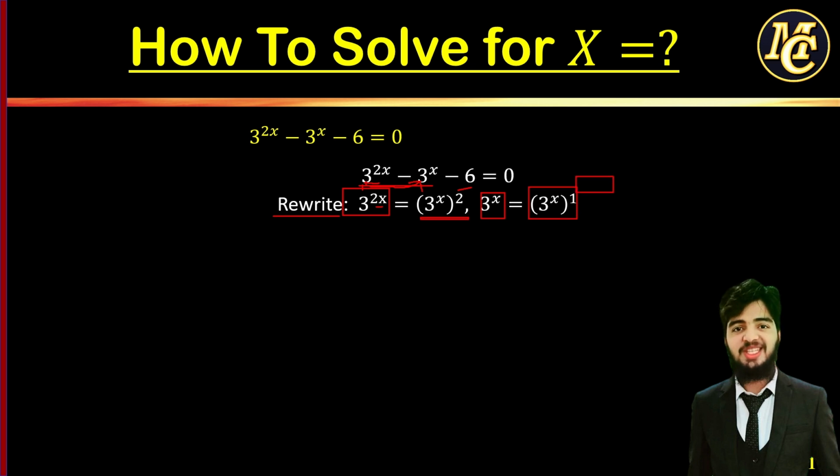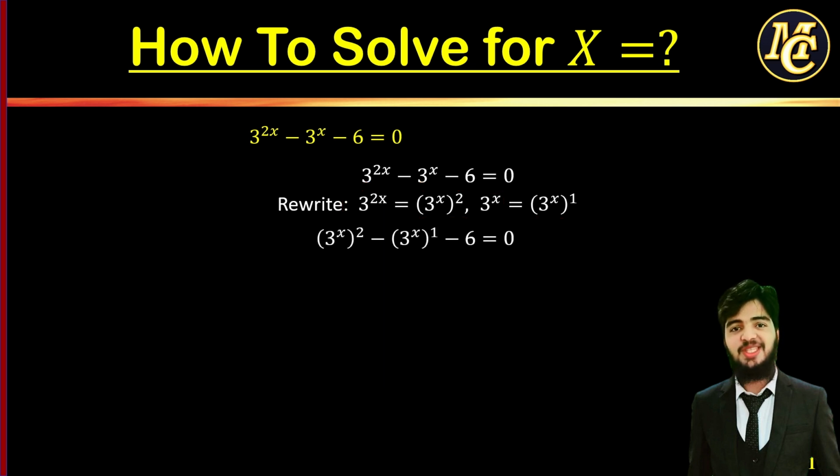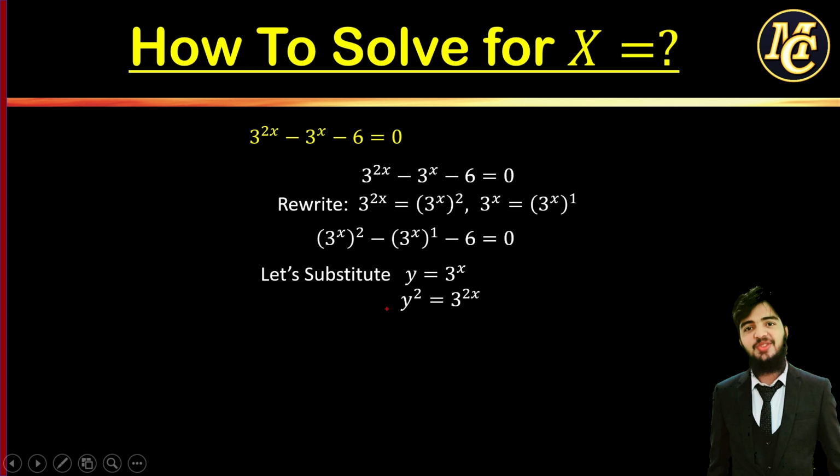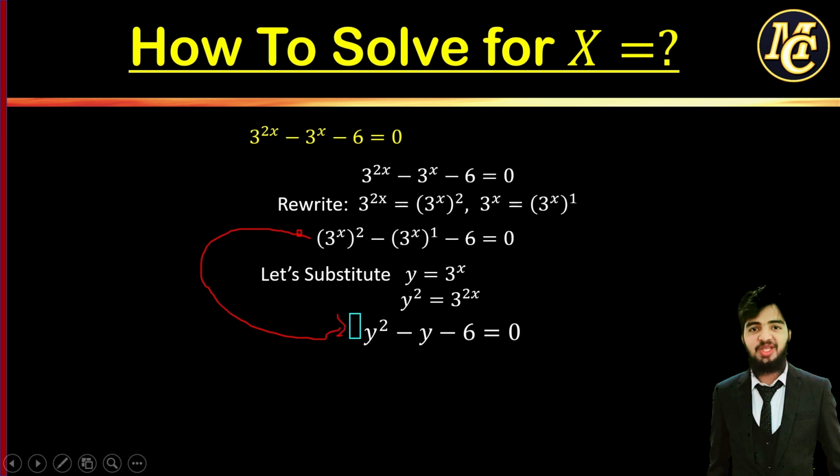Then we can substitute these values into the equation like this: (3 raised to power x) whole raised to power 2 minus (3 raised to power x) whole raised to power 1 minus 6 is equal to 0. Now let's substitute y for 3 raised to power x, and we can rewrite the equation as y raised to power 2 minus y minus 6 is equal to 0. This is now a quadratic equation and we can solve it using the quadratic formula.